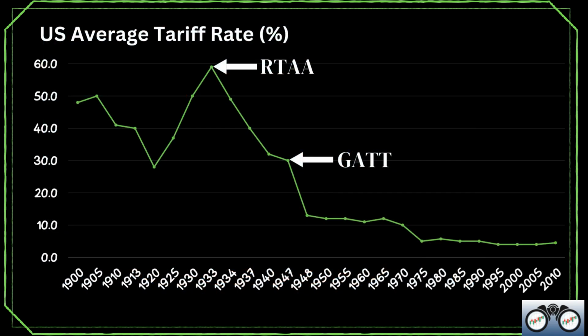Take a look at this U.S. average tariff chart after the Reciprocal Trade Agreements Act, RTAA, and even more importantly, 1947's GATT. The rates dropped very significantly and stayed low for nearly 8 decades.